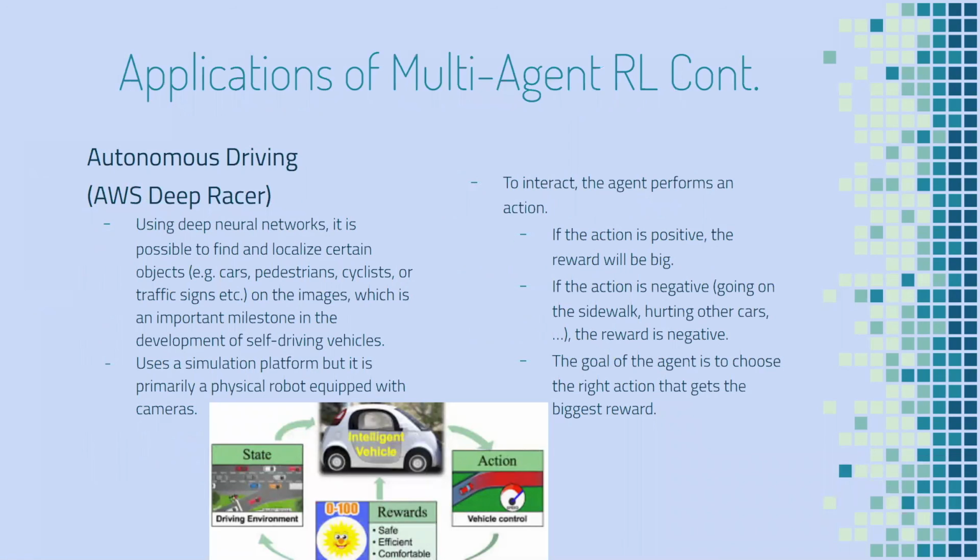And for autonomous driving, this uses reinforcement learning to create an intelligent vehicle that's able to look at the state that it's in, such as traffic, whether a pedestrian or anything is around the vehicle, and then it takes that information and uses reinforcement learning to create an action based on what state it's in, and it'll basically come out with the rewards, which is a safe, efficient, and comfortable driving experience.